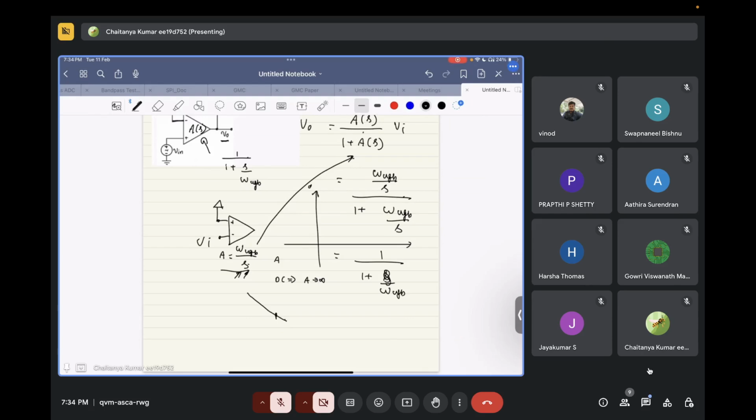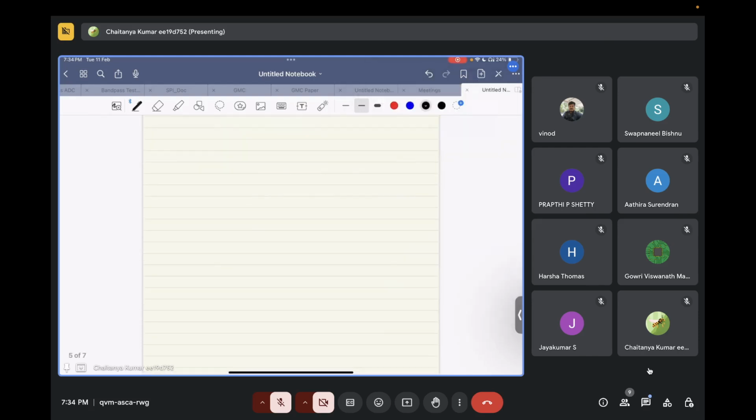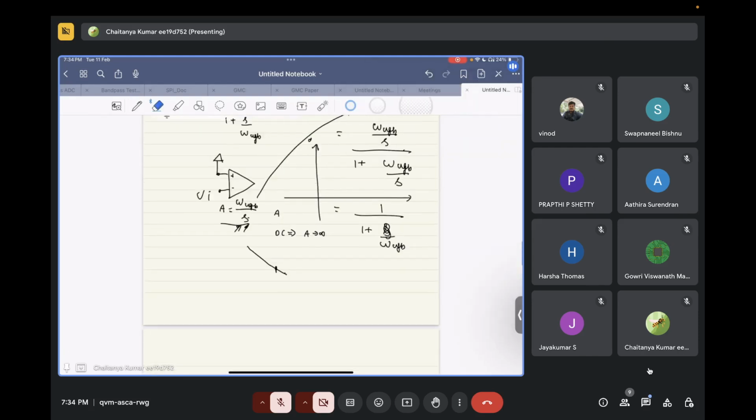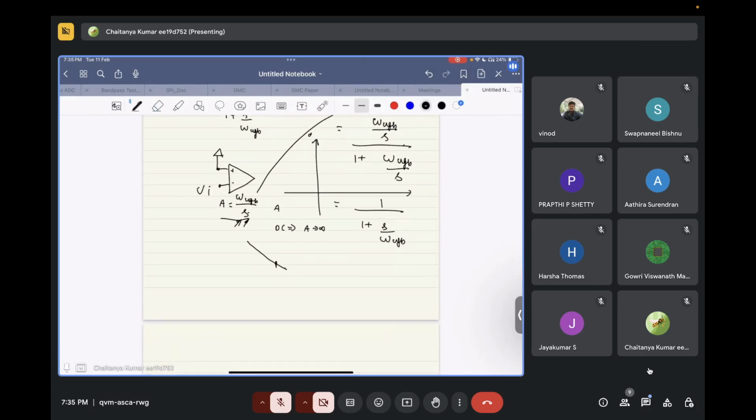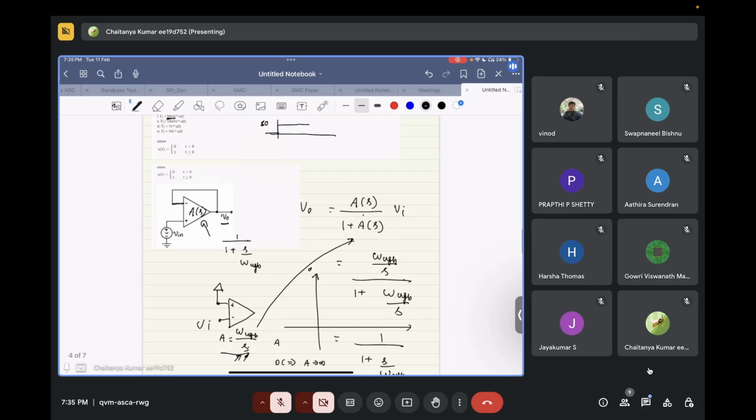Is this clear? Yes, sir. Okay. So what happened now? This is a first order transfer function, right? You can see this, right? There is a pole that has been created, and the pole is basically the 3 dB frequency. You understand the 3 dB bandwidth, right? Okay, sir.